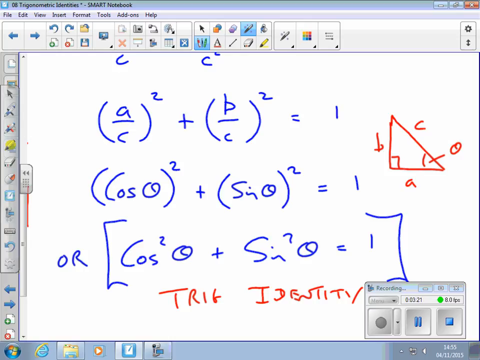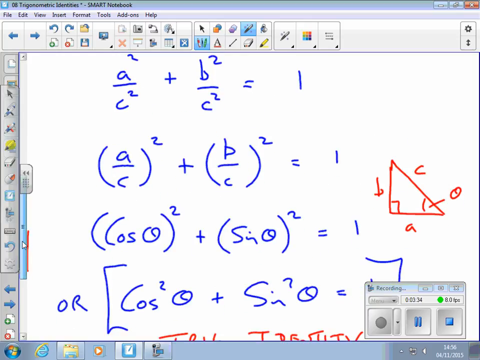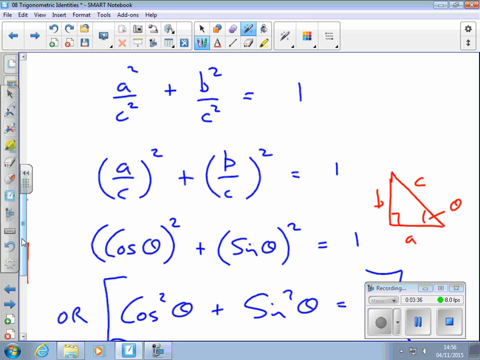If I get the cos of theta and square it, and the sine of theta and square it, they'll always equal 1 if I add them together. A trigonometric identity. How did I get this identity? By dividing through by c squared to get this, and then thinking about what A over C is in terms of the triangle, and what B over C is in terms of the triangle. And then writing down an identity.